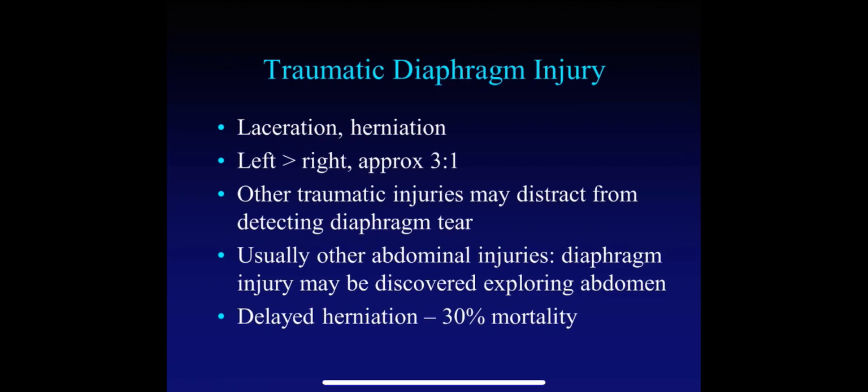Moving on to diaphragm traumatic injuries. They can be termed lacerations or herniations. Left side more commonly identified than the right at approximately a 3-to-1 ratio. Frequently, other traumatic injuries may distract from detecting a diaphragm tear, so one has to have a high level of suspicion to detect these. Now, there's usually other abdominal injuries, so occasionally a diaphragm injury may be discovered while exploring the abdomen surgically. And it's important to detect these injuries because delayed herniation has a very high mortality if it occurs.